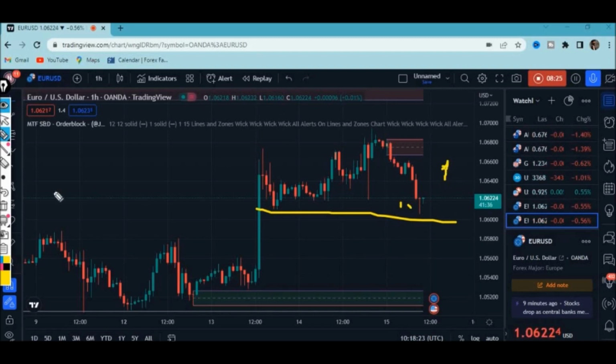So guys, why do I really love this indicator? Number one, it is working in real time, and as well it is not repainting at all. So here you cannot see an order block, or rather you cannot see the indicator, simply because the indicator hasn't seen a demand zone, or rather it hasn't seen a bullish order block.